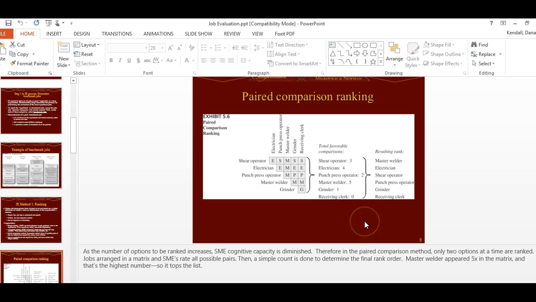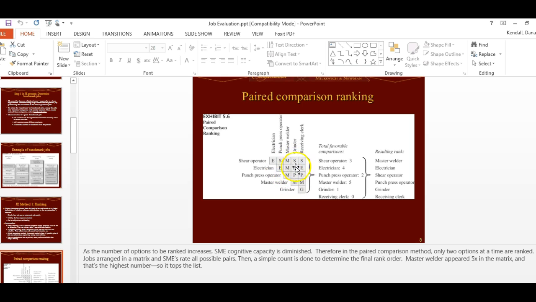Here's an example of a paired comparison ranking in which we have different positions here on the diagonal, and then we have the other positions up here on the horizontal, and basically for each pair the SME is deciding which one is most valuable to the organization. So between shear operator and electrician, they're saying the electrician's most important. Between the electrician and this one, the punch press person, it's the electrician again. Between the shear operator and the punch press, it's the shear operator.